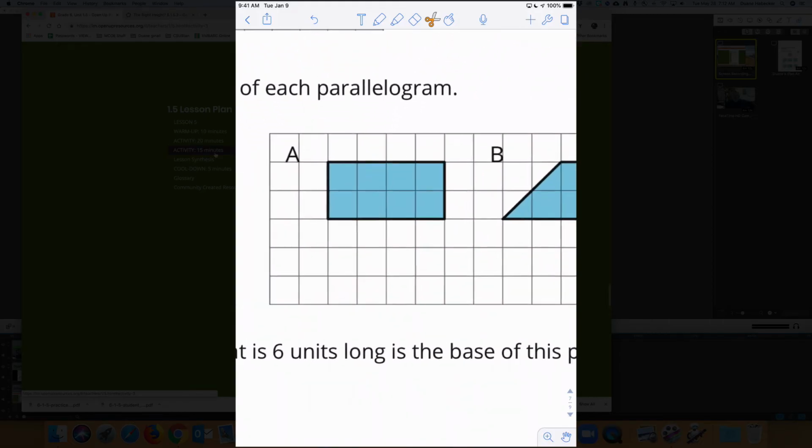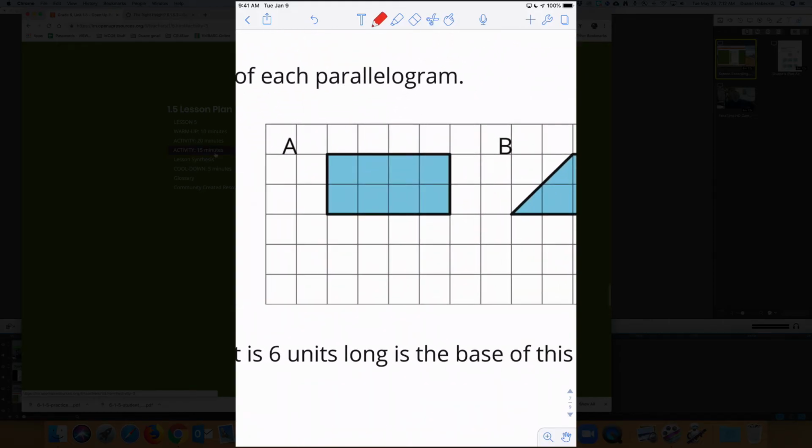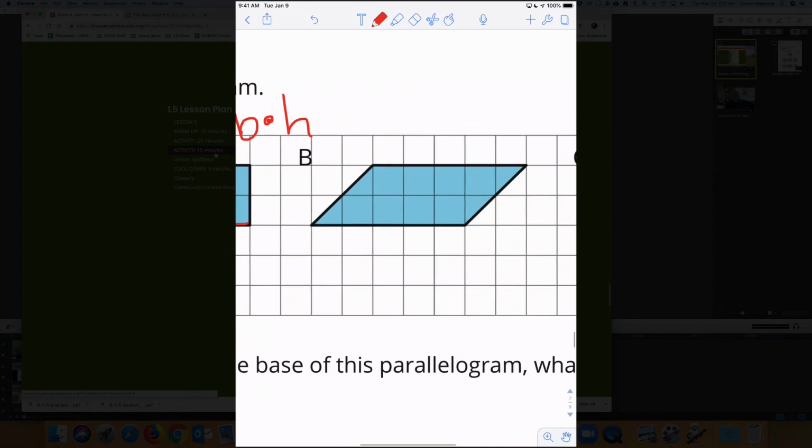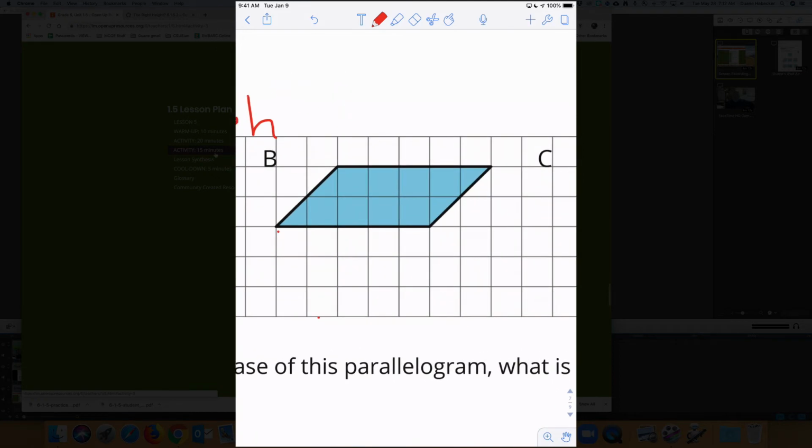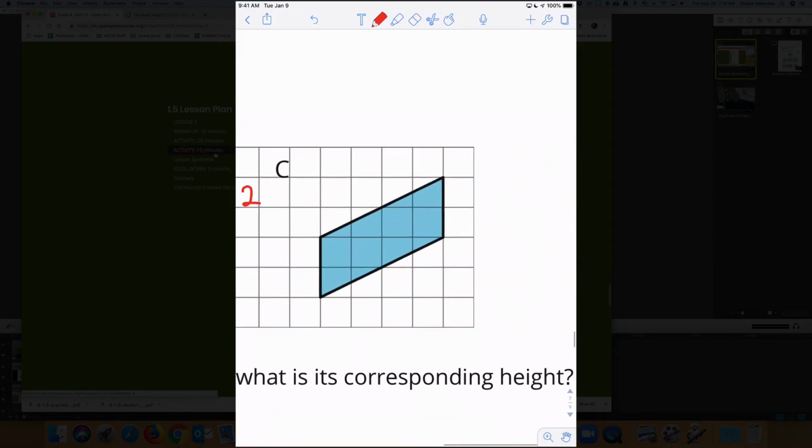Find the area of each parallelogram. Well, we've learned that the formula, area is base times height. So we've got 4 and 2, so the area is 8 square units. Here's the base, 1, 2, 3, 4, 5, oops, 1, 2, 3, 4, 5. The base is 5, the height is 2, so the area is 10 square units.